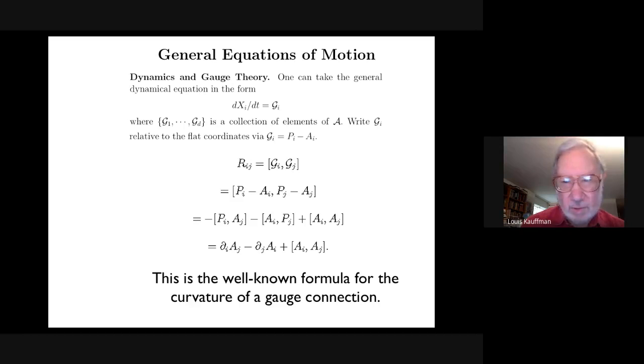You see, the curvature R_ij is the commutator of G_i with G_j, which is p_i minus A_i and p_j minus A_j. And write it out. And what are you looking at? You're looking at the derivative of A_j in the i direction, [p_i, A_j], minus the derivative of A_i in the j direction, plus the commutator of A_i and A_j. And there you are looking at the curvature of a gauge connection. And the A_i becomes the gauge connection.